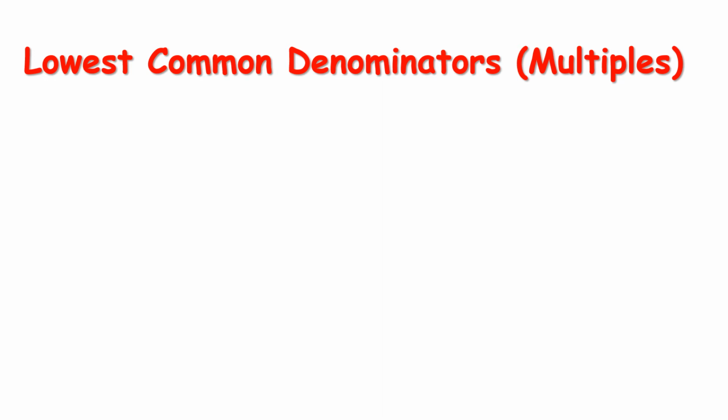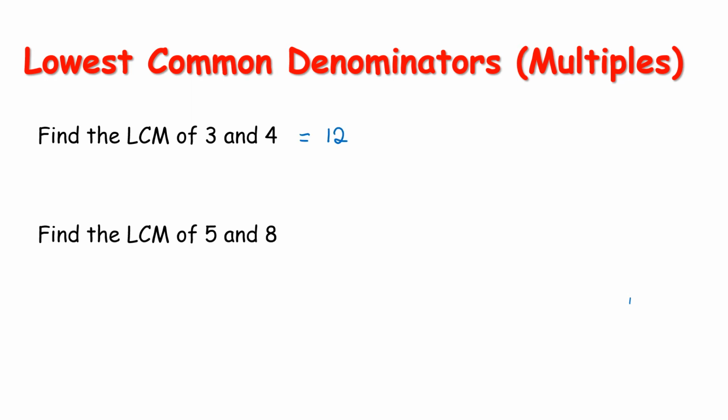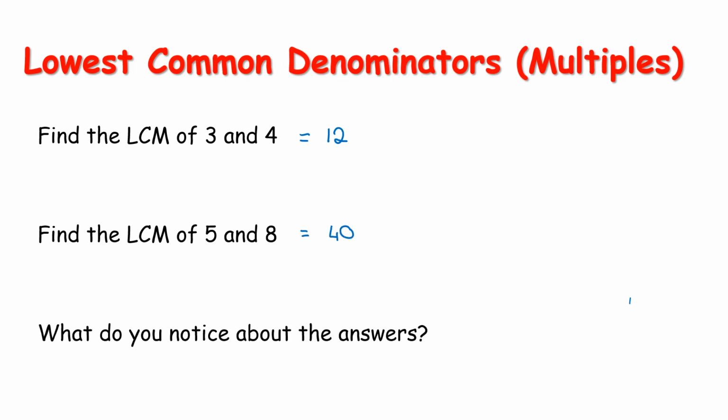which is also lowest common multiples. So if I said to you, what's the lowest common multiple of 3 and 4? The answer is 12. And the lowest common multiple of 5 and 8 is 40. And if we were able to have this as a conversation, I'd be asking you, what do you notice? So you may have seen this over the last few classes, but actually 12 is simply 3 by 4 and 40 is simply 5 by 8. So what do you notice? Well, actually, the lowest common multiple or lowest common denominator is just the two numbers multiplied together.